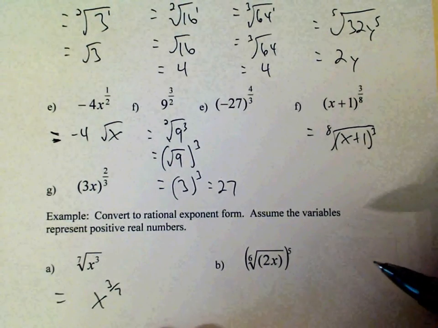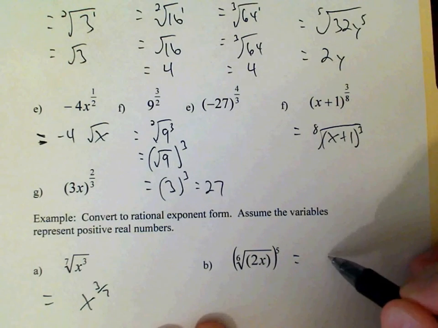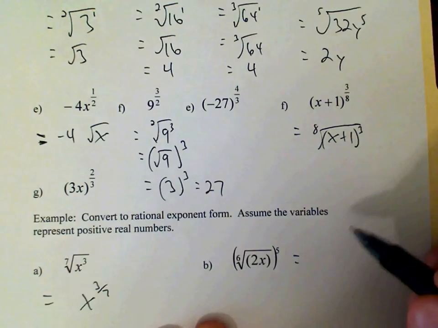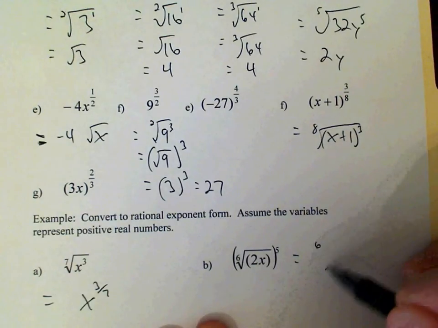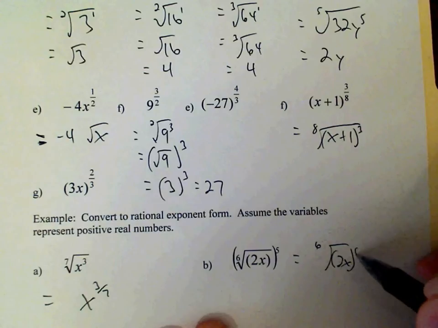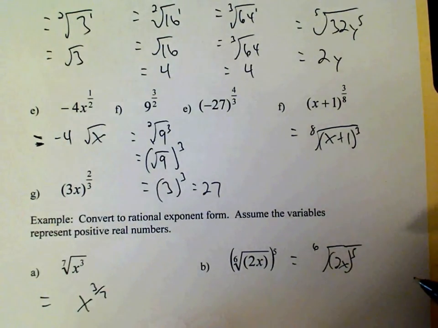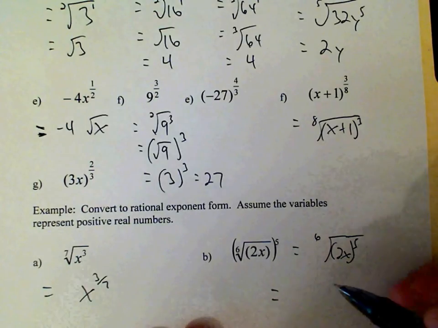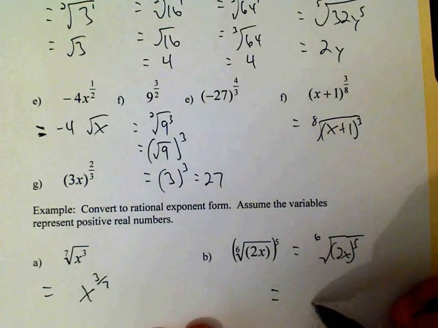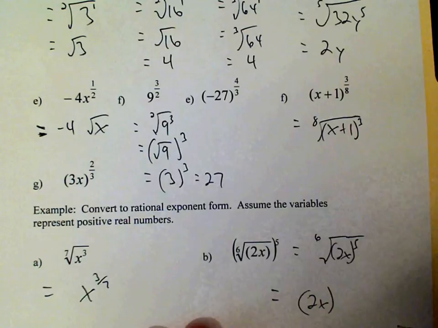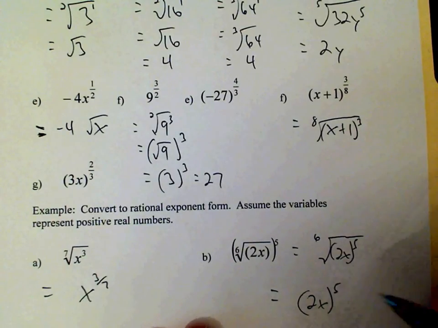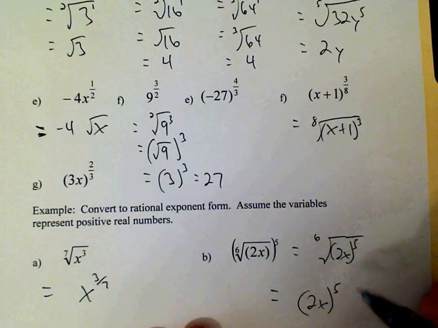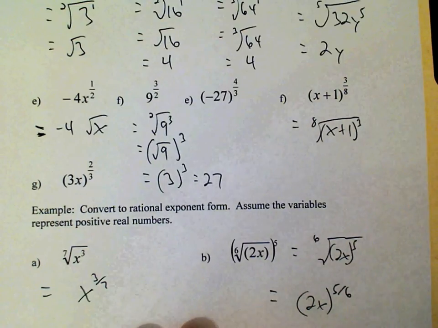If you want to, you can rewrite this problem, the 6th root of 2x all raised to the 5th power, as the 6th root of 2x, parentheses, raised to the 5th power on the inside, which may be the easier way to think of it. It doesn't matter. Same thing. You do what you need to do. So I'm going to write down 2x with parentheses. I'm going to keep the 5 as it is. The index is 6. The index becomes the denominator. And so that's the same as 2x raised to the 5/6 power.